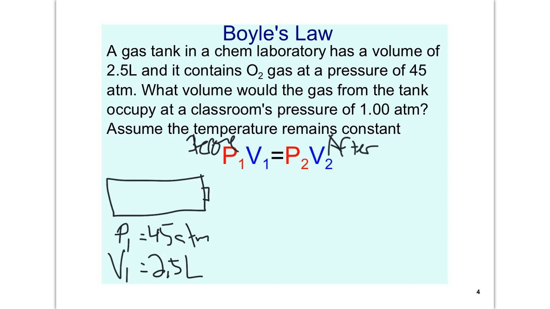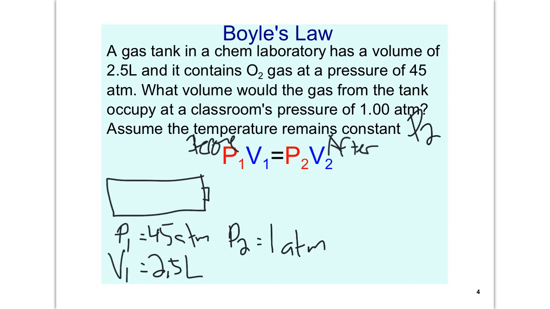So basically, what if we were to just take this, open the container, and let all the gas pour out? What volume would that occupy? So now we know the pressure 2, and so we could say that P2 is equal to 1 ATM, and we're going to solve for volume 2.